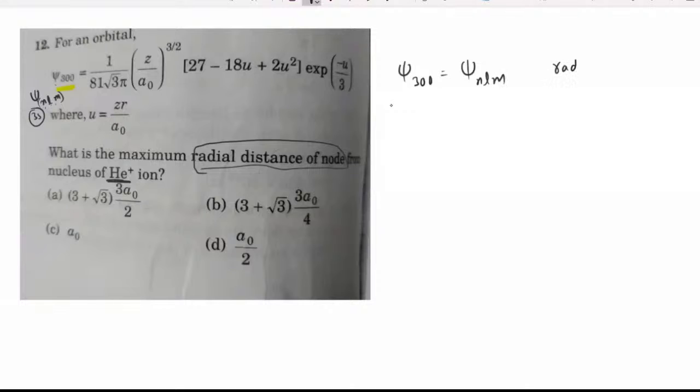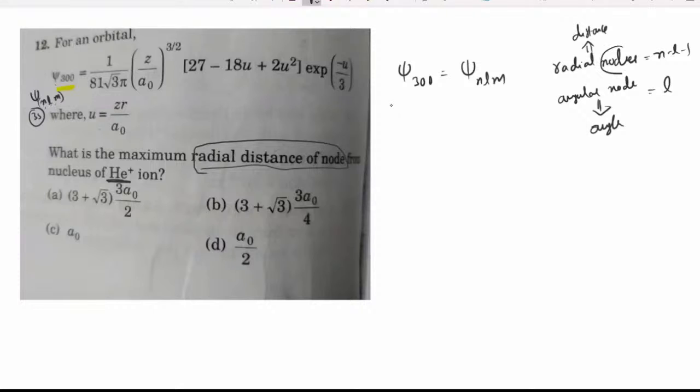Radial nodes formula: please remember that radial nodes depend upon distance. That is n minus l minus 1. Angular node: a node is nothing but where the probability of electron density is 0. Angular nodes depend upon the angle, that is l. Please remember these points.